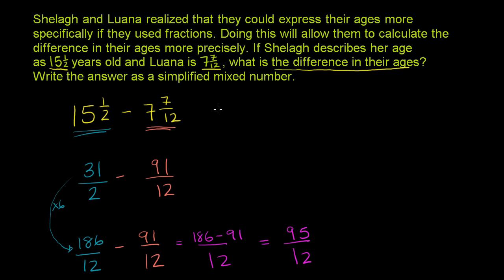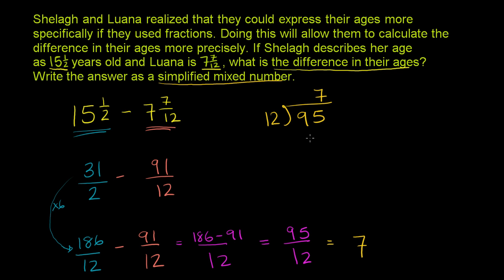So the way we've expressed it right now, it is an improper fraction, but they want us to write it as a simplified mixed number. So let's do that. So how many times does 12 go into 95? Let's see, 8 times 12 is 96, so that's too big. So 12 goes 7 times. So this is equal to 7. If that's the largest number, then the remainder should be less than 12.